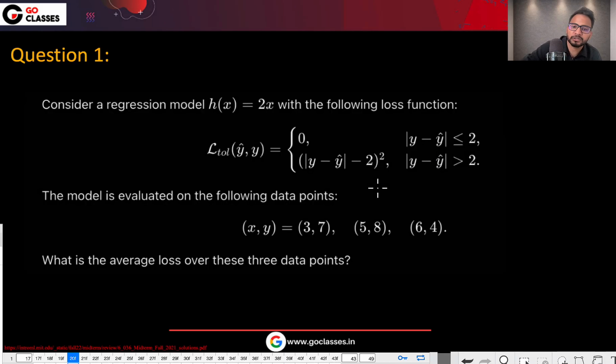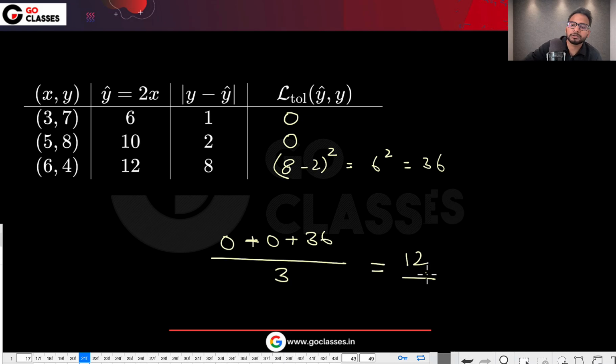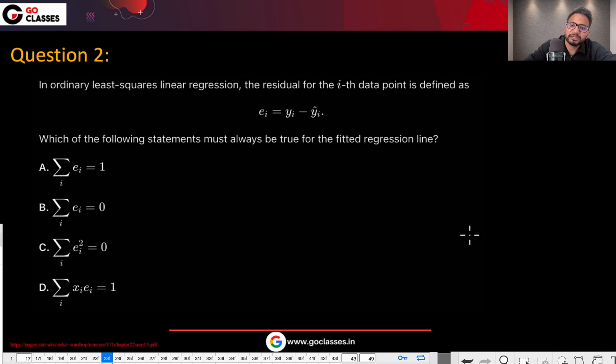Now what they're asking is the average loss over these 3 data points. So you can average it out: 0 plus 0 plus 36 divided by 3. So it comes out to be 12. So 12 is the correct answer here. Let's just see. Yeah, 12 is the correct answer, right? Now let's see the next question.